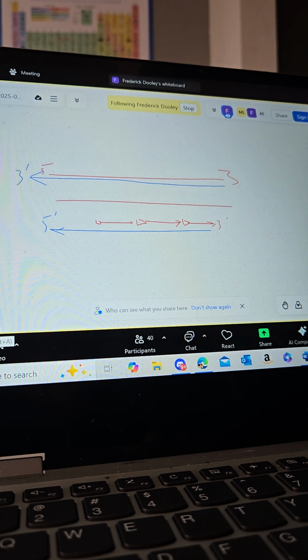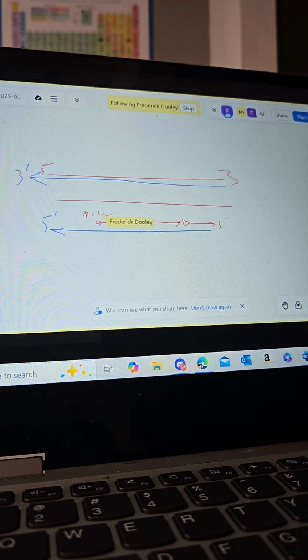For 5', it'll have an open 3'. So if your primer has a 5' end and a 3' end, I'm going to now build on the 3' end.